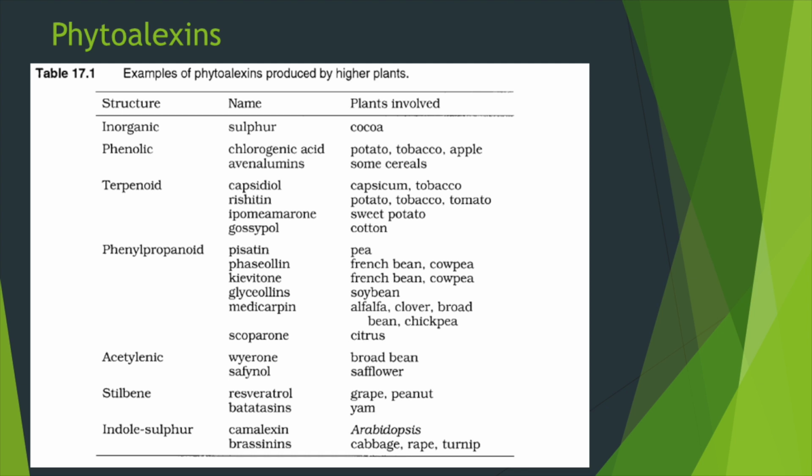The stilbene pathway is also there. Resveratrol is an example of a stilbene, as well as batatasins. They are produced in yams as well as in grapefruit. And you have indole sulfur molecules, that is camalexin as well as brassinins. Basically they are produced in Arabidopsis, cabbage, rape, and turnip. So these are the different types of phytoalexins.